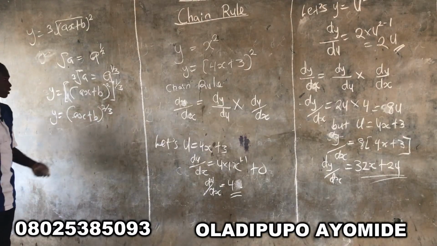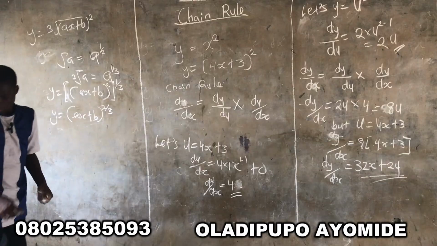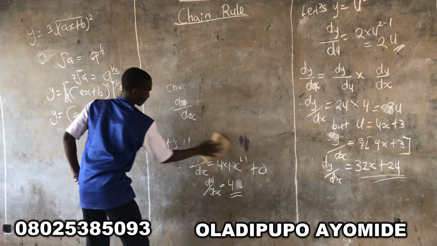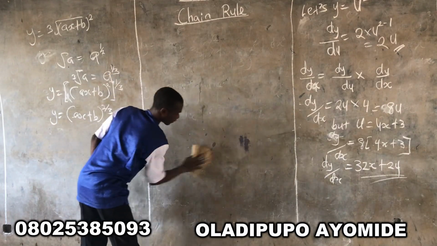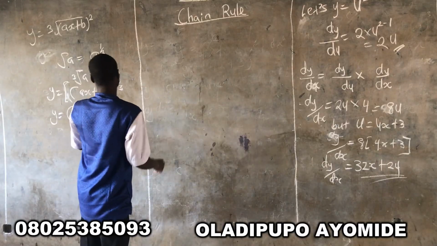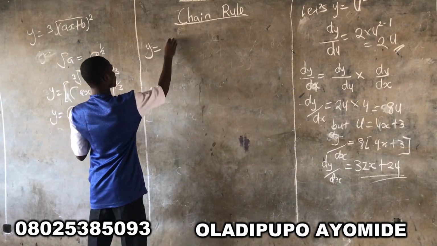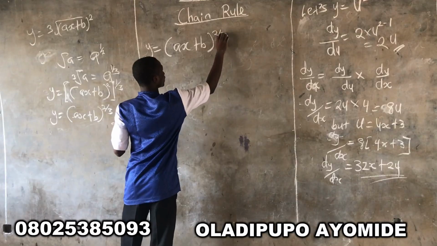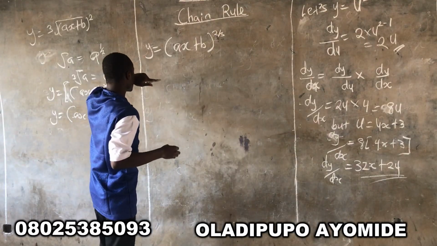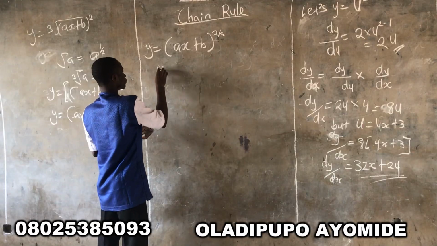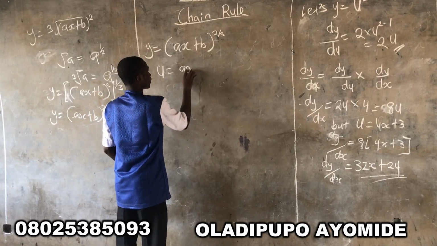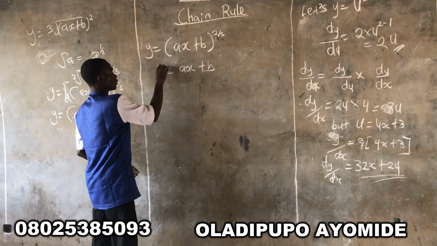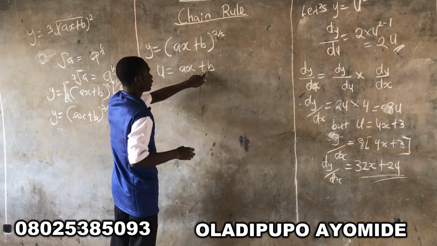So now, in this case, let's differentiate. Given that y is equal to the bracket ax plus b raised to 2 over 3, in this case you can say let u be equal to ax plus b.